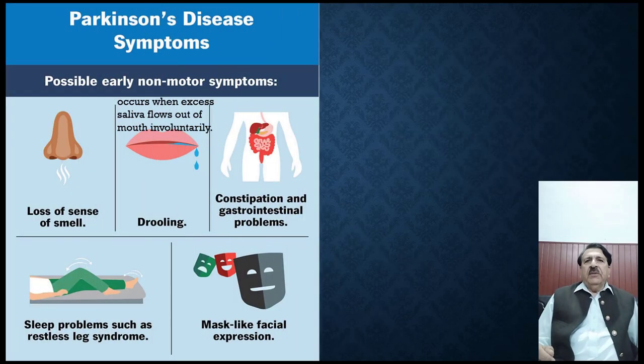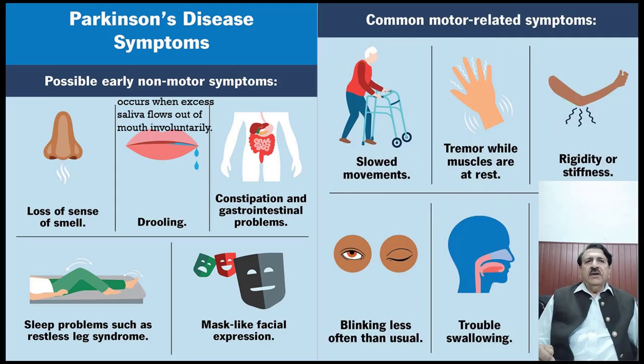So this is the summary of Parkinson's disease. The symptoms are loss of smell, drooling, which occurs when excessive saliva flows out of the mouth involuntarily, constipation and gastrointestinal problems, sleep problems such as restless leg syndrome, mask face. There is no expression on the face of a Parkinson's disease patient. Common motor-related symptoms are slowed movements, tremors while muscles are at rest, rigidity or stiffness, blinking less often than usual, trouble swallowing, and unstable posture or walking gait.